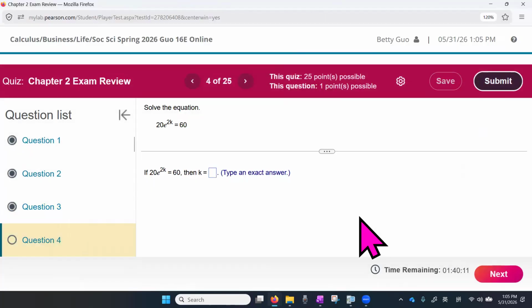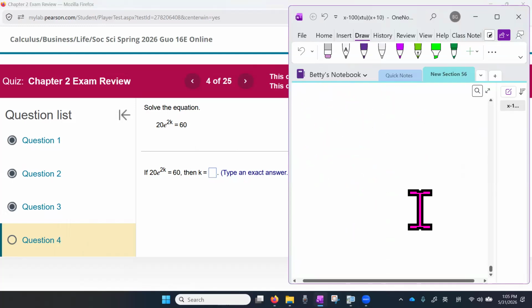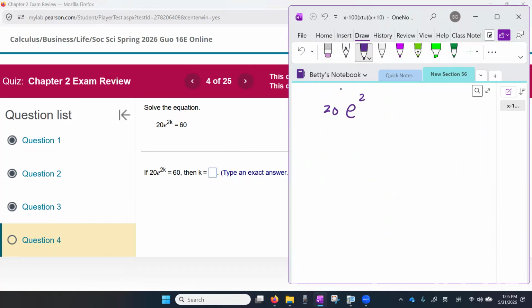Next. Question number 4. Solve the equation. Those questions are more like pre-calc problems. 20 e to the power of 2k equals 60. For solving for k, I would firstly get rid of the coefficient of the exponential function.